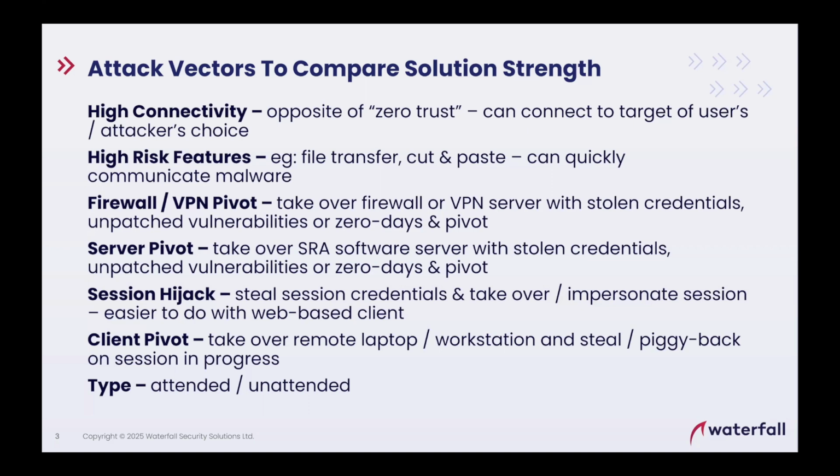Server pivot is where you have the firewall, and you also have a remote access server of some sort. Instead of attacking the firewall, you come into the remote access server through the firewall. The server says, what's your password? And you find a vulnerability and take it over and pivot into the OT network through the remote access server.